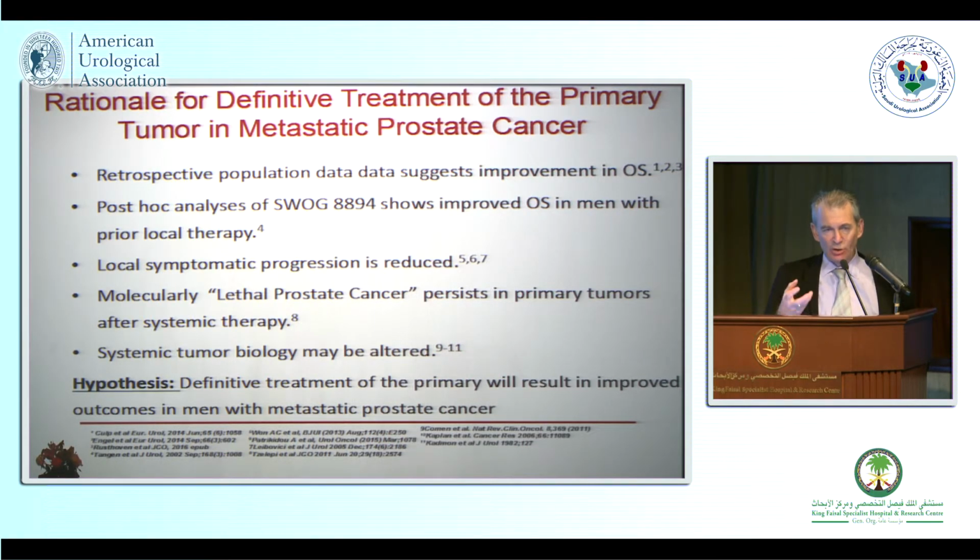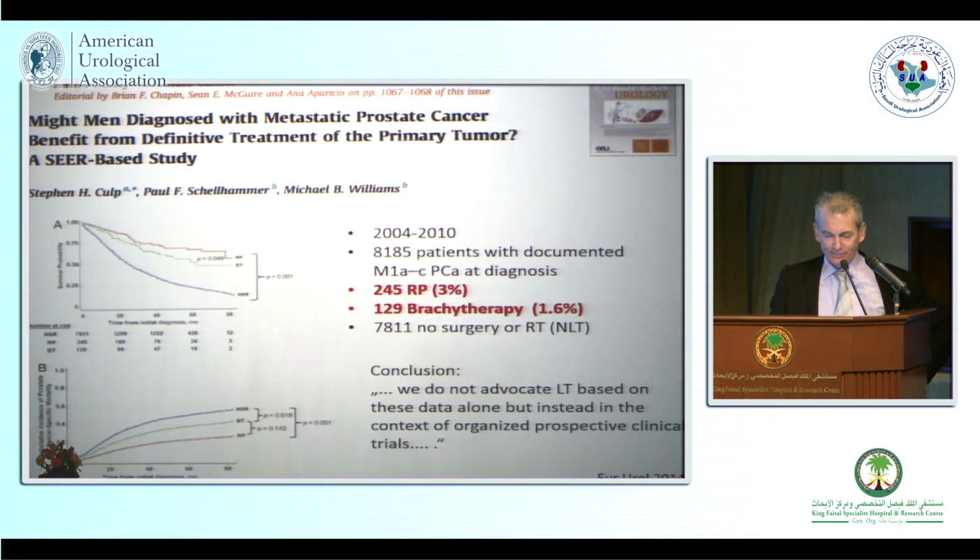And by treating the primary, there may be an abscopal effect on metastatic disease. You see that with radiation therapy. So this is just sort of a high-level view of why treat the primary in the setting of metastatic disease. There's some population-based data that suggest that there might be a benefit. I'm generally a little bit of a naysayer about population data.